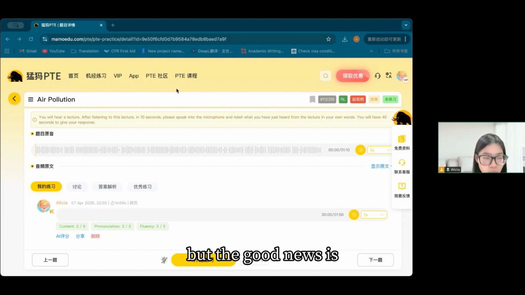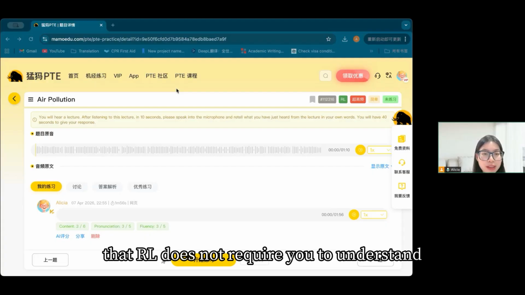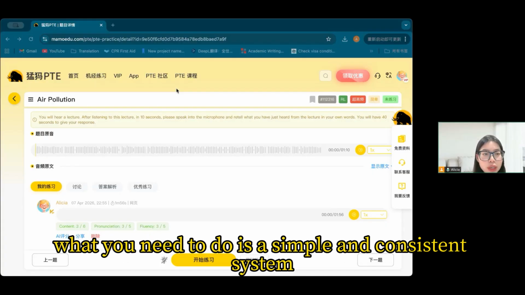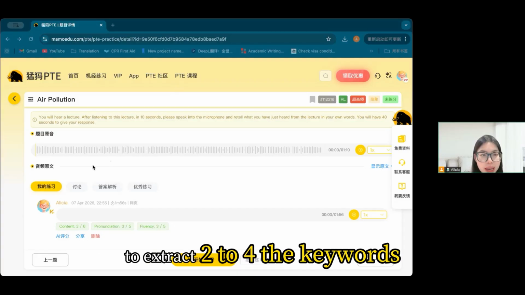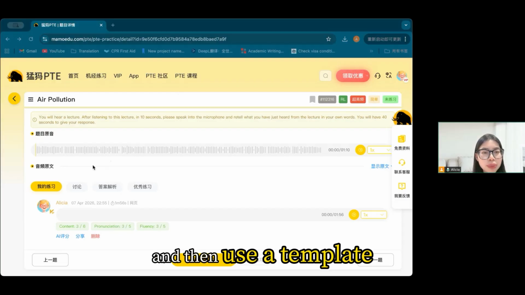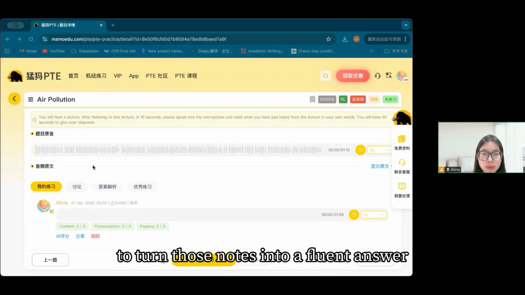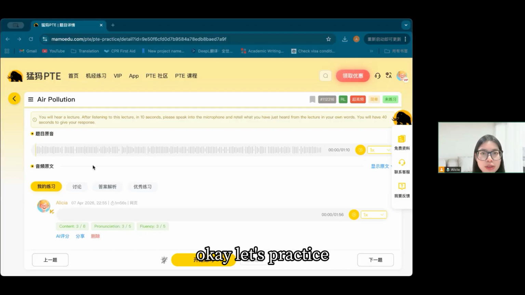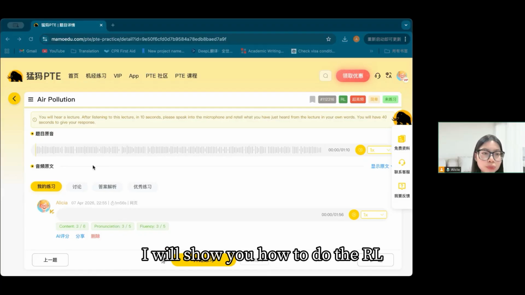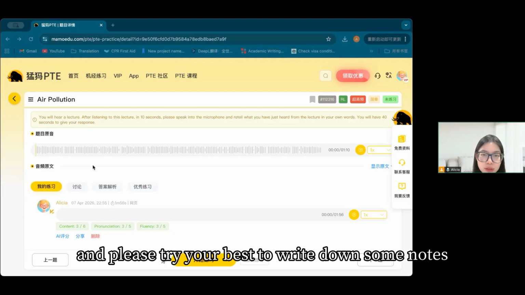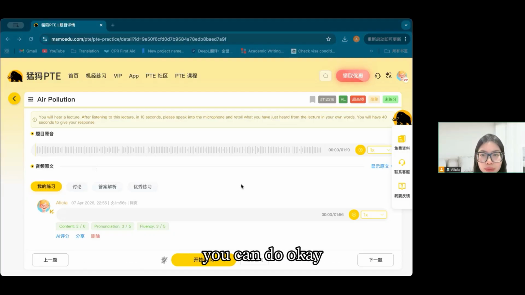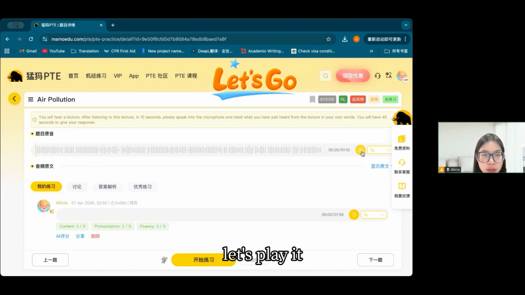But the good news is that RL does not require you to understand every single word. What you need is a simple and consistent system. Listen to each sentence to extract 2 to 4 keywords, and then use a template to turn those notes into a fluent answer. Okay, let's practice. I will show you how to do the RL. First, we need to listen to this audio, and please try your best to write down some notes. Okay, let's play it.